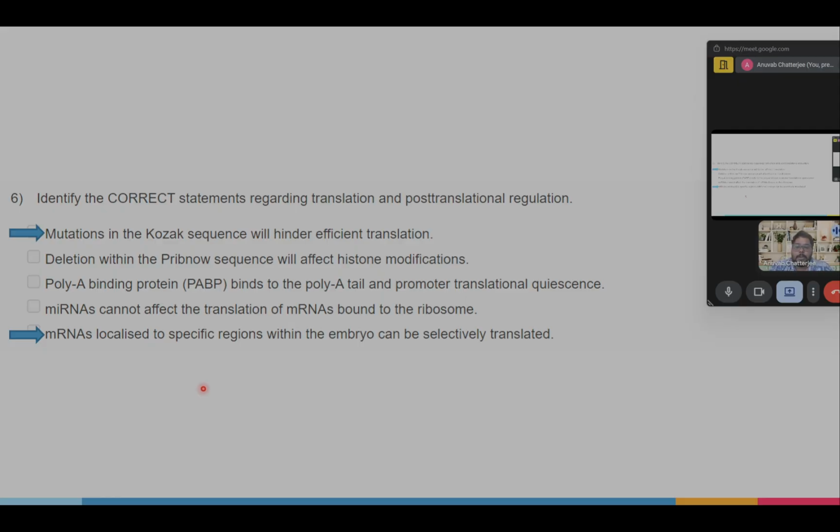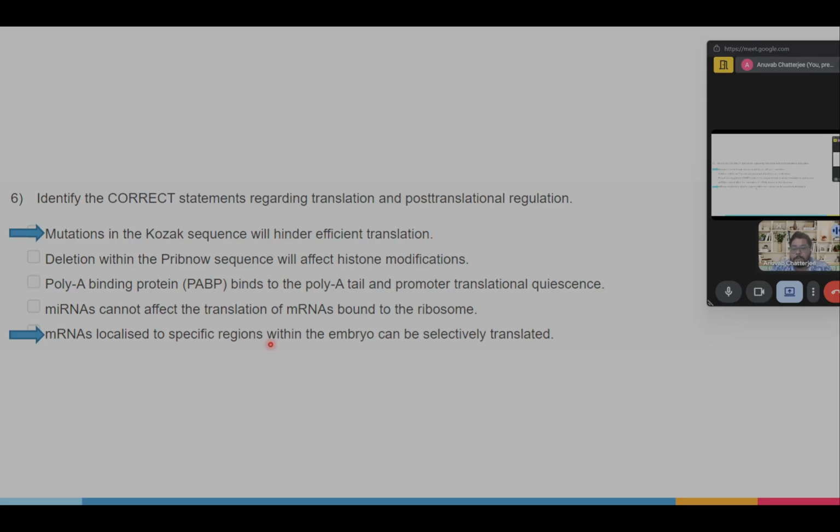Okay, identify which of the following is correct. So the options are: mutations in the Kozak sequence will hinder efficient translation. This has been shown. It is not only the ATG that is absolutely required for translation initiation, but the Kozak sequence helps in efficient translation. Everything else doesn't matter. The last option is also correct.